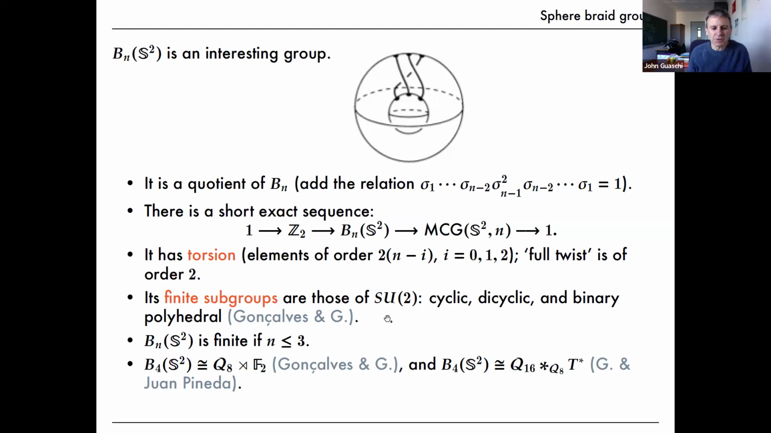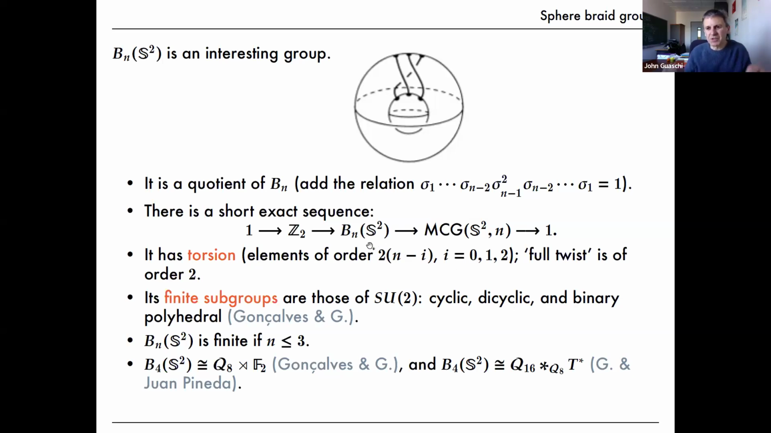Another interesting thing, so this was work that we did with Daciberg a quite a long time ago, is that we classified the finite subgroups of the braid groups of the sphere up to isomorphism, and it turns out that the exact groups you obtain depend on n, but basically the finite subgroups are those of SU2. So there are either cyclic groups, dicyclic, or they can also be binary polyhedral.